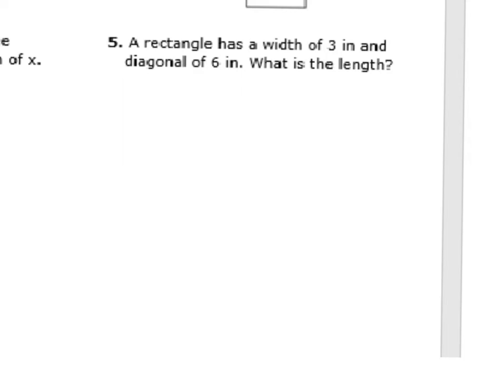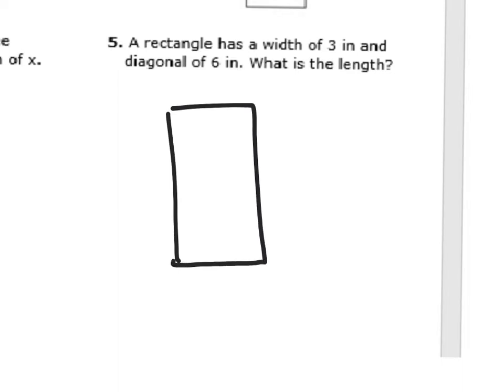Question 5. A rectangle has a width of 3 inches and a diagonal of 6 inches. What is the length? So we're going to start off by drawing a rectangle representing the problem we just read. It has a width of 3 and a diagonal of 6. So we're going to have to draw our diagonal, and this is 6 inches. What is the length? So this right here is what we're looking for.